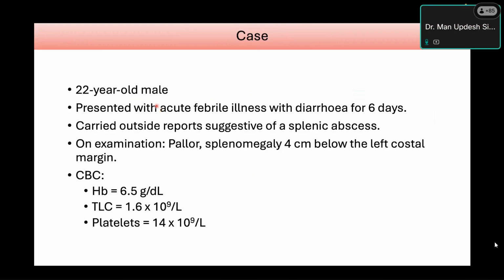This one is a 22-year-old male, and he presented with acute febrile illness and diarrhea for 6 days. So acute illness there. The patient carried some reports which told that there is likelihood of splenic abscesses on imaging, and the patient had splenomegaly of 4 centimeters below costal margin. CBC again showed cytopenia, rather severe cytopenia overall.